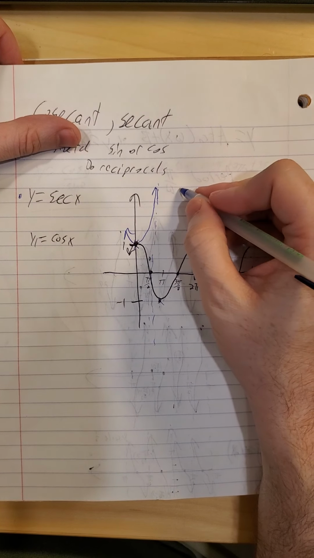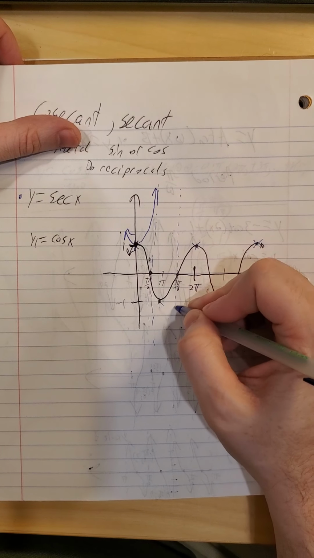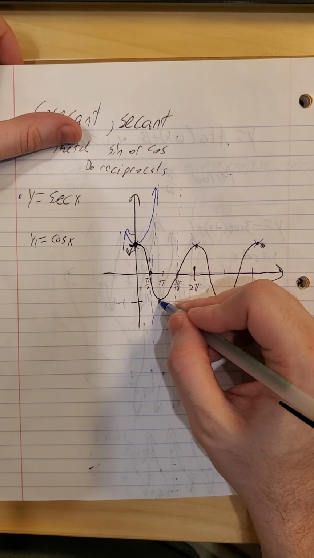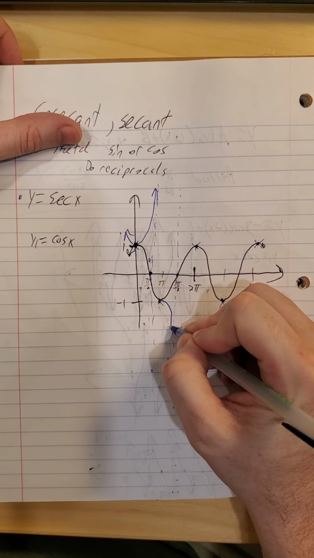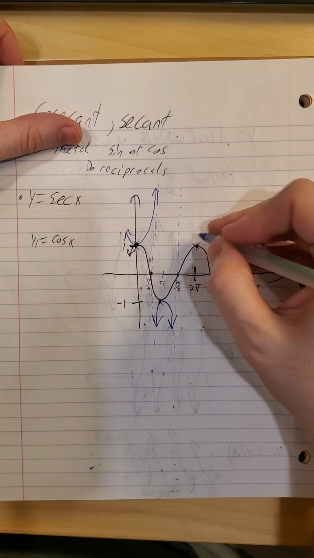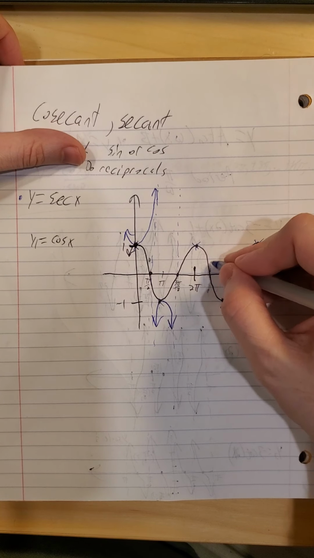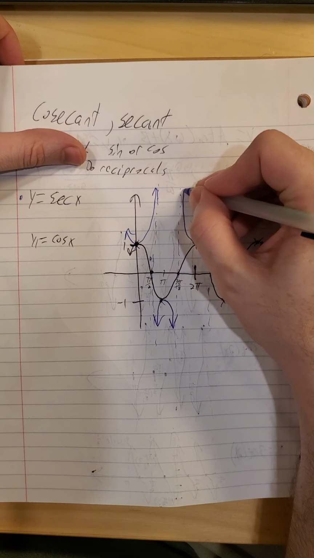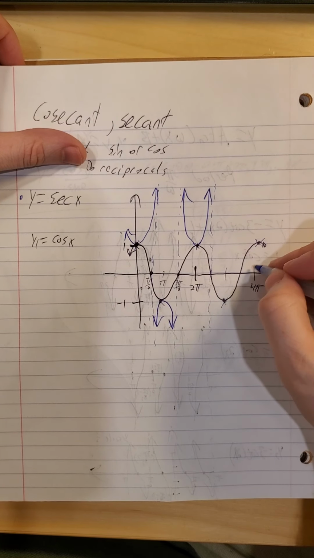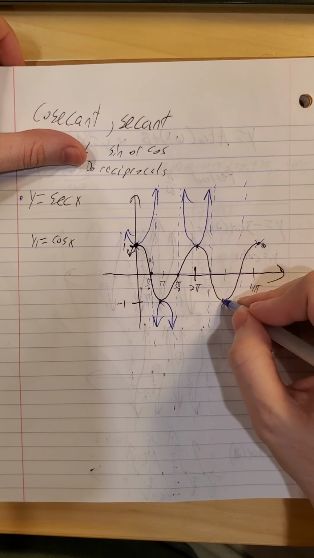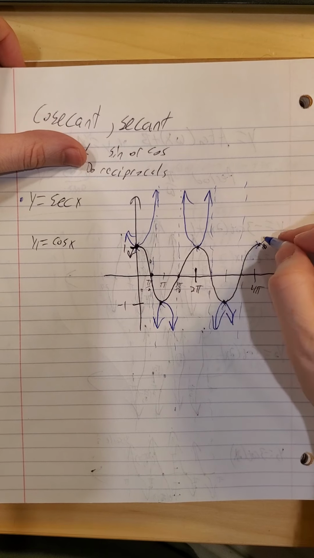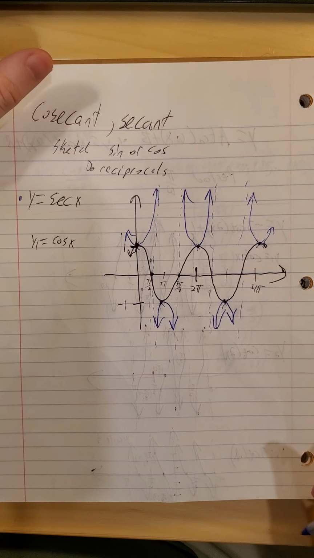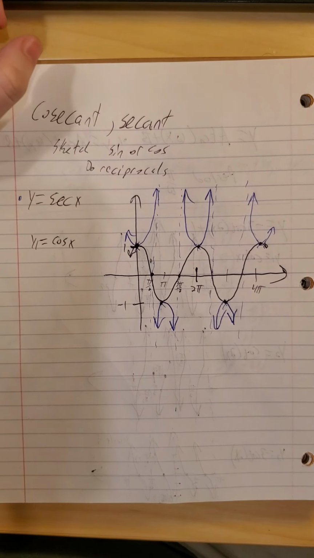Three pi over 2, again, the output is 0, so the reciprocal doesn't exist. It's undefined. Negative 1 is its own reciprocal. And then we start heading this way. Again, 0 doesn't have a reciprocal. Turn that into your asymptote. And there's our new function. So this in blue is what the secant would look like.